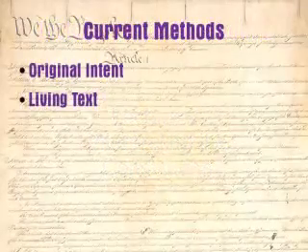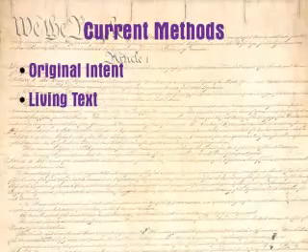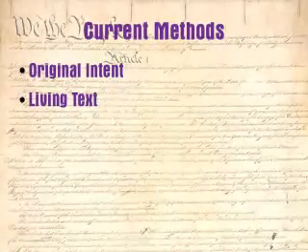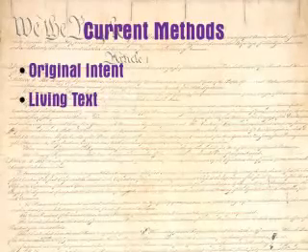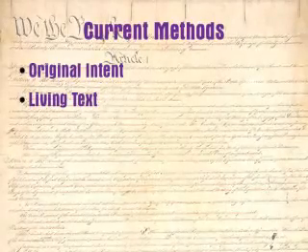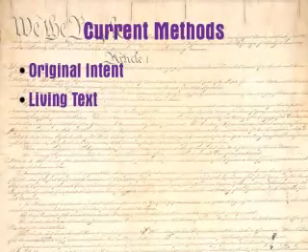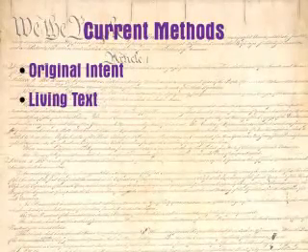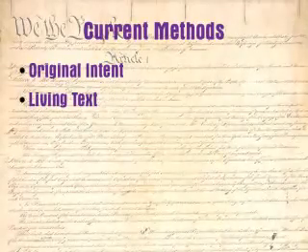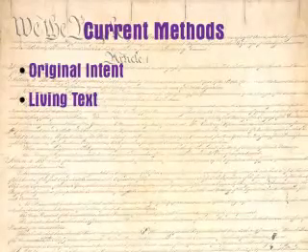Currently, the two most popular ways of interpreting the Constitution are original intent, which seeks to determine the original intent of the founders, and living text, where the Constitution is a living document whose meaning changes with the times. In this lecture, I intend to show that both of these methods are fallacious, and describe the only rational way the meaning of the clauses in the Constitution can be determined.